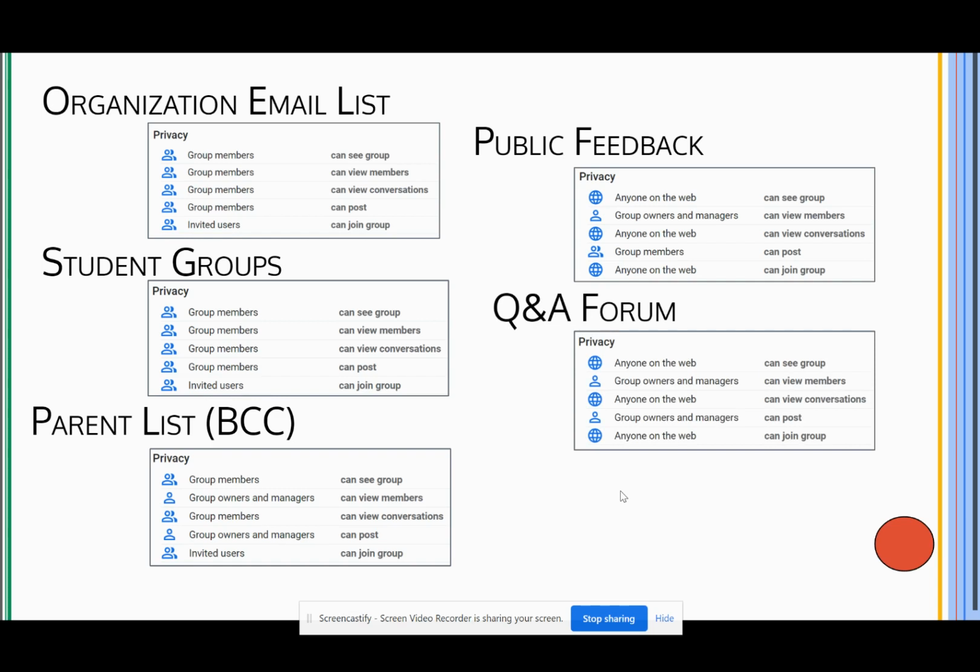All right, a Q&A forum. Anyone on the web could see the group. The group owners and managers can see who the members are. Anyone on the web can see the conversation so that the Q&A all shows up. Group owners and managers can post, and anyone can join. And that's going to give you a really good Q&A forum that is public, but that not everyone can post to.